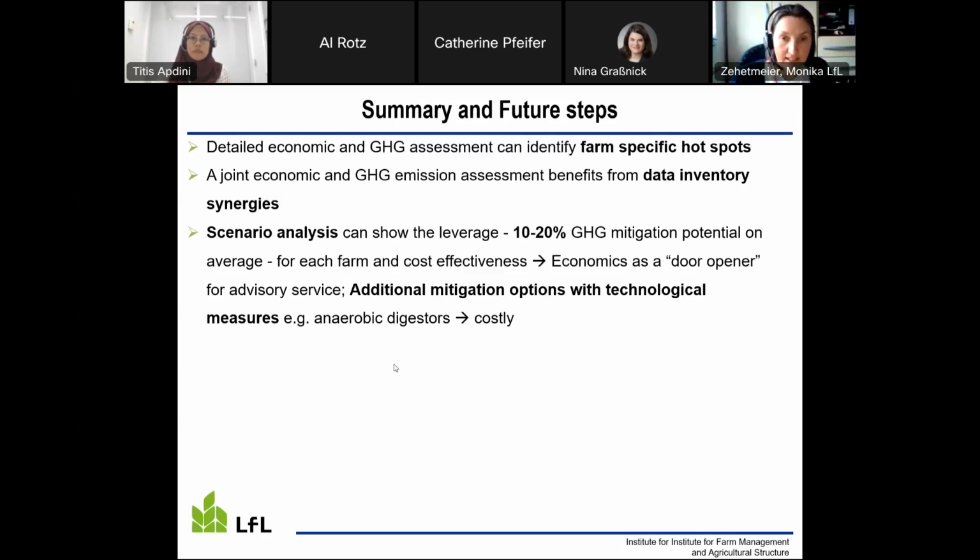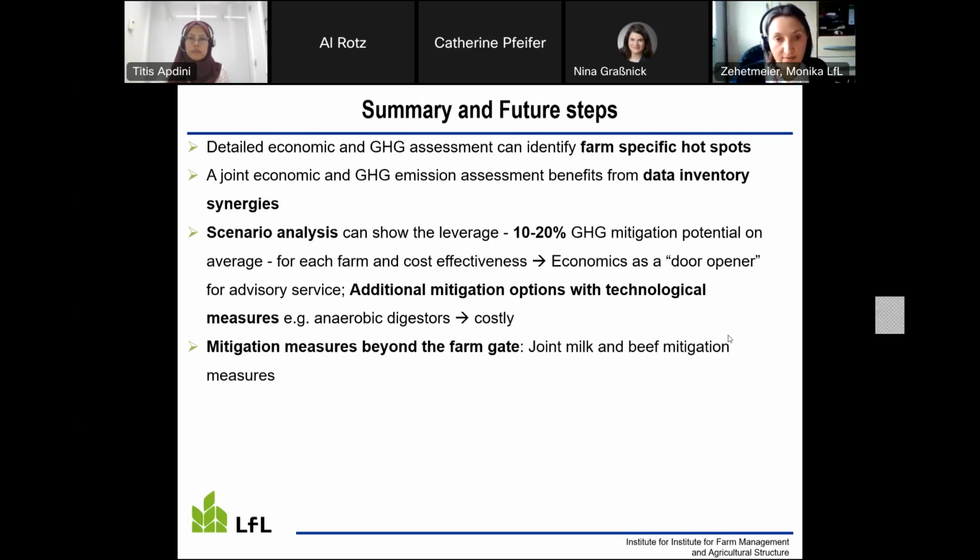We can get additional mitigation options with technological measures, which I said are anaerobic digesters, but these are mainly costly, intensive, and need other incentives to be adopted by the farms. And if we want to identify mitigation measures beyond the dairy farm gate, a joint milk and beef consideration is necessary.